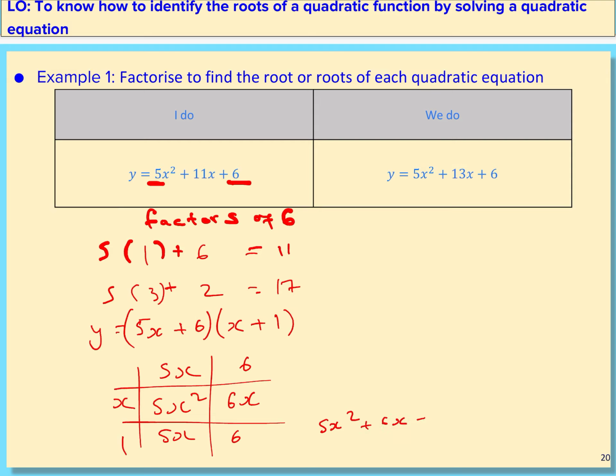So we have 5x here and 6x and 1. So 5x times x is 5x squared. 6 times x is 6x. And 5x times 1 is 5x. 6 times 1 is 6. And when we add them all up together, we get 5x squared plus 6x plus 5x plus 6. Simplify that, we get 5x squared plus 11x plus 6.